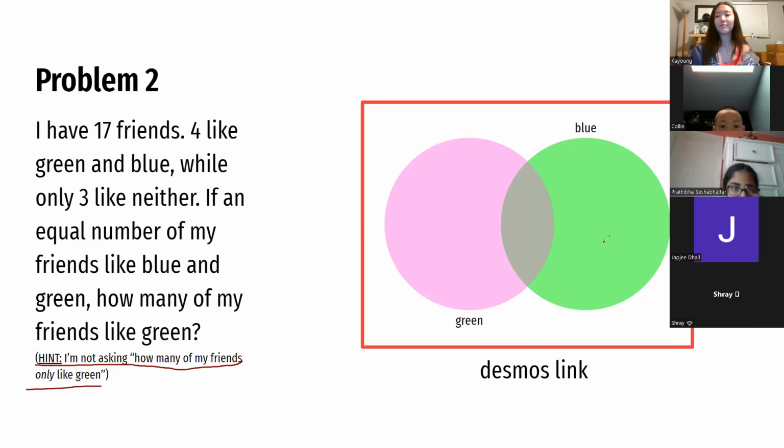So there are 4 that like both green and blue, and it says a 3 like neither of them. So that's 7, and there are 17 friends. And then the people who like green and blue are the same. So 17 minus 7 is 10, and 10 divided by 2 is just 5. So that means there are 5 people in each of these categories. And then the people who like green would be the 5 plus the 4, which is 9.